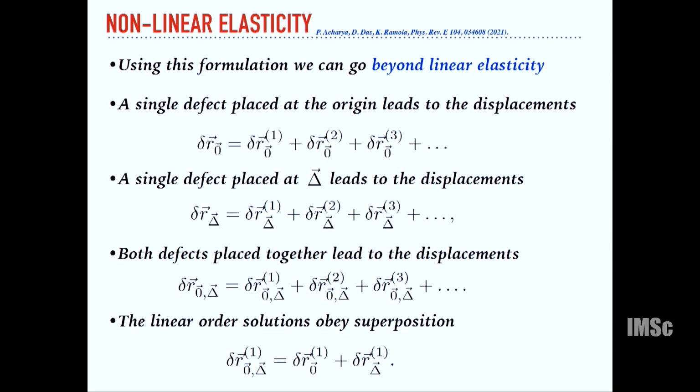To prove that point, using this hierarchical scheme, because I'm solving it order by order, linear order, second order, third order, what you can show is that if you place one defect at, let's say, the origin, you have the first order, second order and third order solutions, because you have corrections at every order. If you place another defect at some distance delta, you have the same corrections. Now you place both defects together in the system, at 0 and delta, and you get first order, second order, third order. Linear order solutions would have a superposition, that is, the defect at 0 and the defect at delta add linearly. This is what continuum elasticity or linear elasticity would predict.